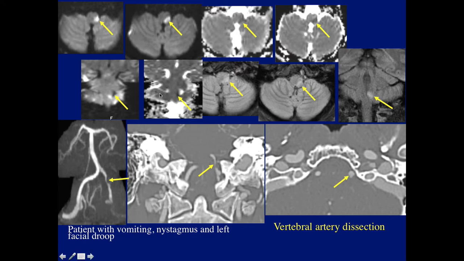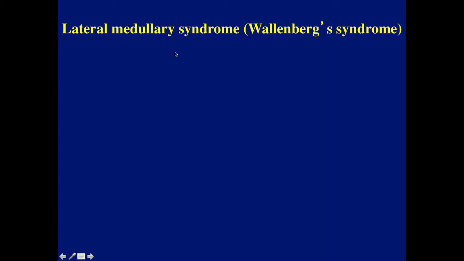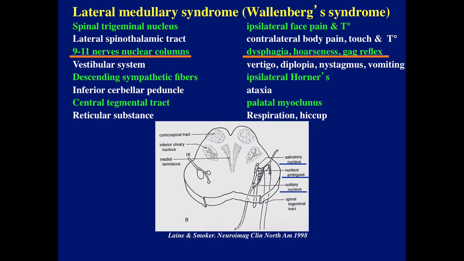So again, the symptoms. Here we're dealing with the lateral medullary syndrome, which I talked about before, also known as Wallenberg syndrome. And again, there's a whole constellation of findings which I talked about when I talked about the brainstem. But in this case, the 9th through 11th nuclear columns are involved in the symptoms of dysphagia, hoarseness, and the gag reflex. Again, the lateral medulla, where the stroke occurred in this patient.